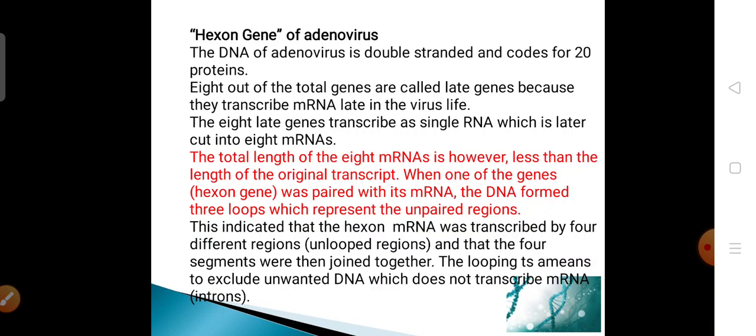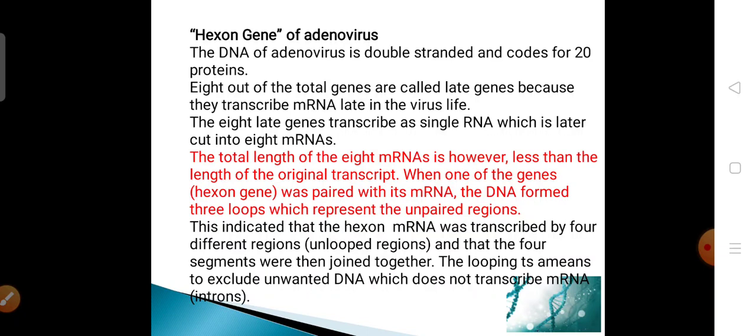Now, the total length of the 8 mRNAs is, however, less than the length of the original transcript. What I said? All the 8 genes get co-transcribed to form the long polycistronic mRNA, and then it is cut into 8 pieces. But when you look at the length of the 8 mRNAs, it is shorter. The total length of the 8 mRNAs is less than the length of the original long polycistronic messenger.